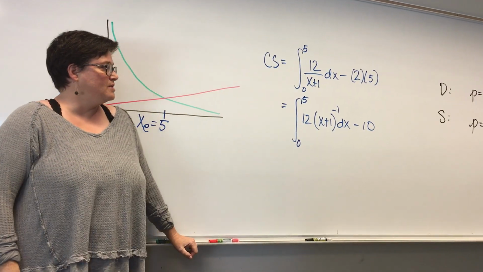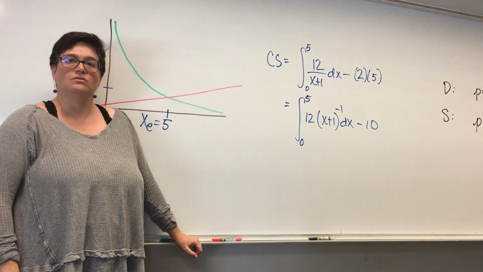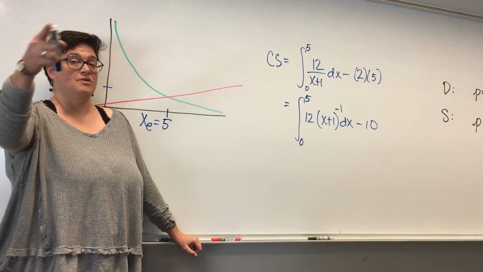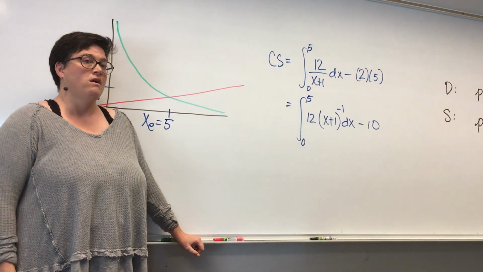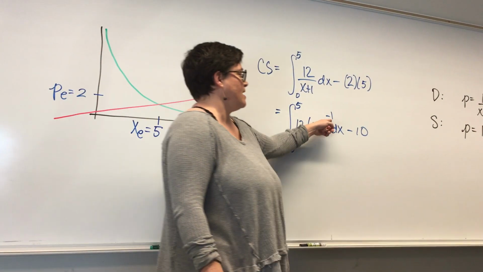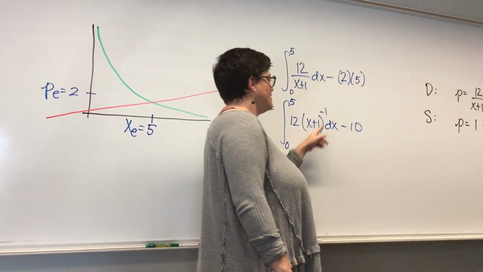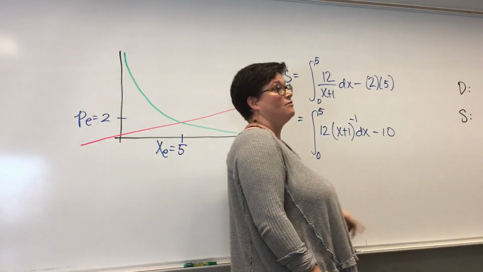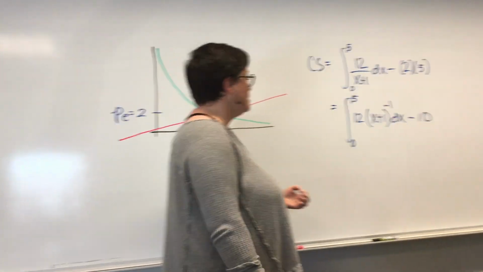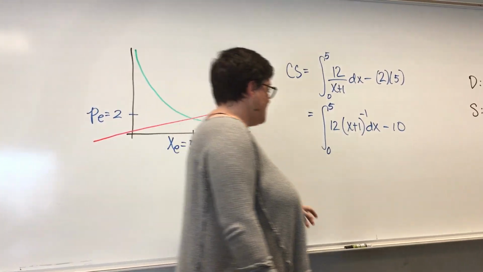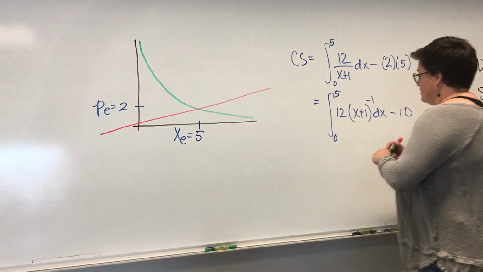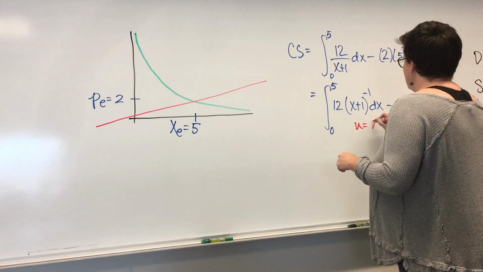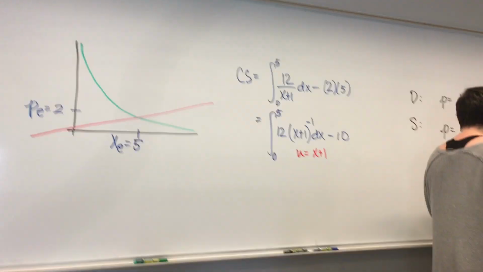So which integral is this? 1, 2, 3, or 4? 1. No. Oh, it's 3. Yes, it's number 4. Why is it number 4? Because of the minus 1. It's the -1 that gives it away, right? So we have something times a function to a power, and that power is a -1 automatically. This is number 4. So, what's my u? Yeah, u is x plus 1. What's my u prime? 1.